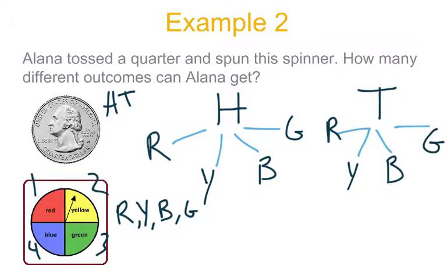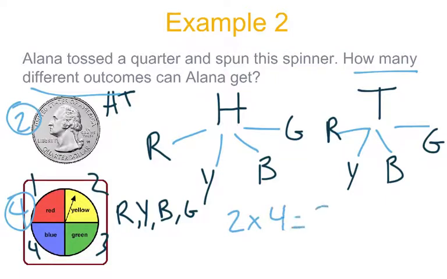Oh, no, we cannot, because our question asks us how many different outcomes. So it's helpful to draw the diagram, but we got to make sure we're answering our question. So we can do our multiplication like we did the first time. So for here we have 2 different outcomes if we were to do our coin, heads and tails. And we have 4 options if we were to spin our spinner. 2 times 4 equals 8. So for here we have 8 outcomes that Alana can get in this experiment.